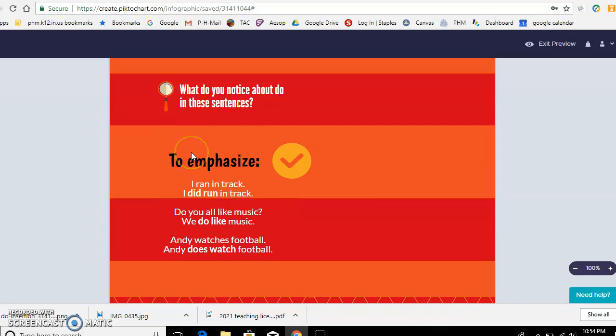And maybe at this point, this is the trickier, I think, use of do insertion. So maybe I might ask them, what do you think that means? What does emphasize mean? What's the difference between I ran in track versus I did run in track? What's the difference between do you all like music and we do like music? So I would get them to kind of see, what does emphasize mean and how would we use that differently?